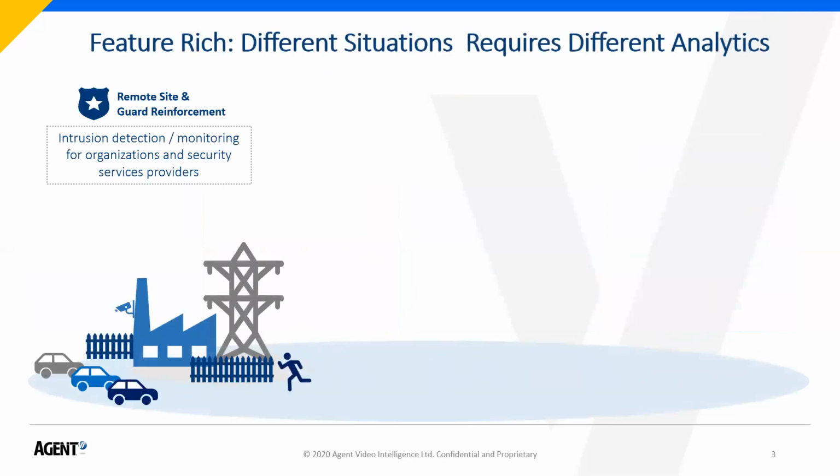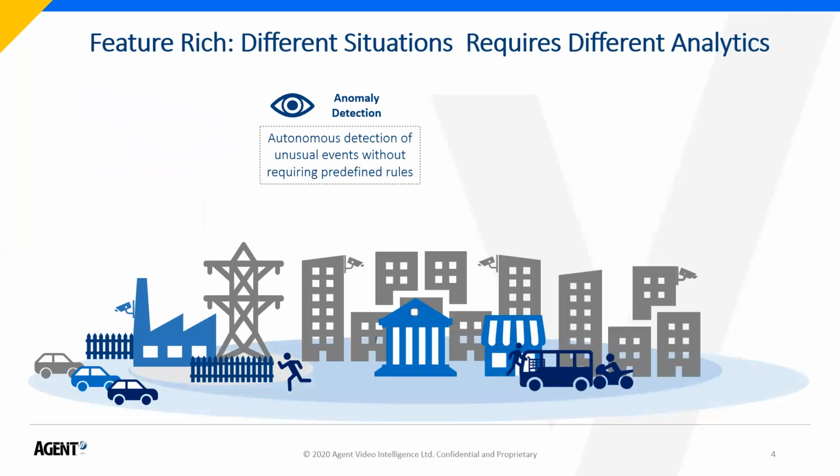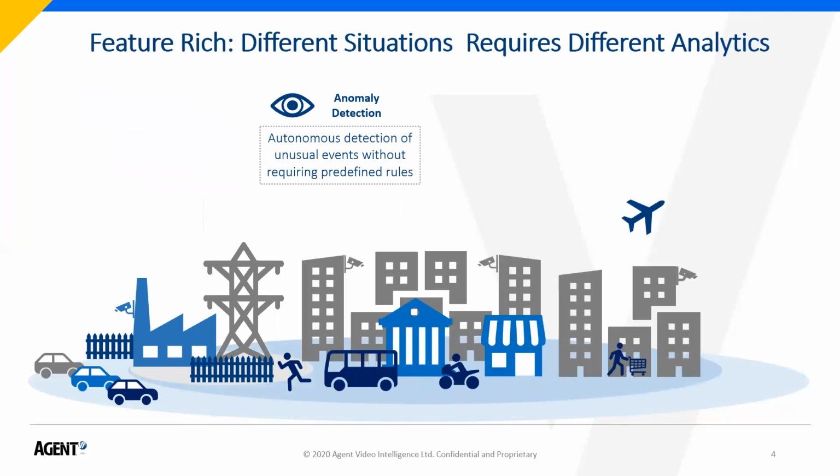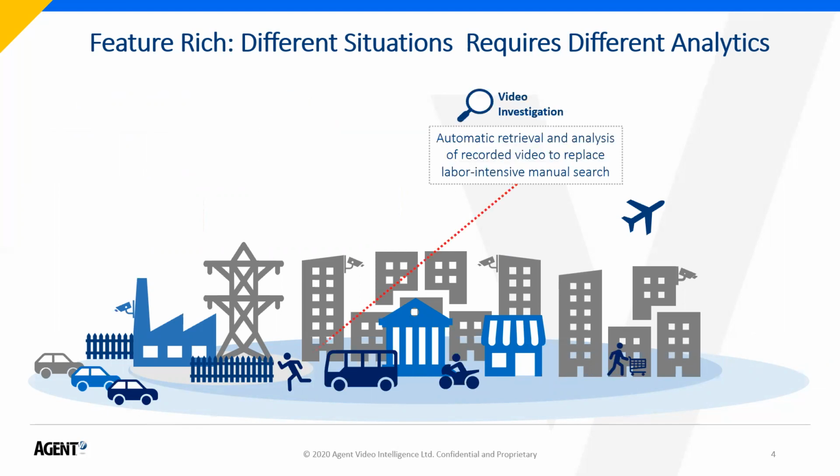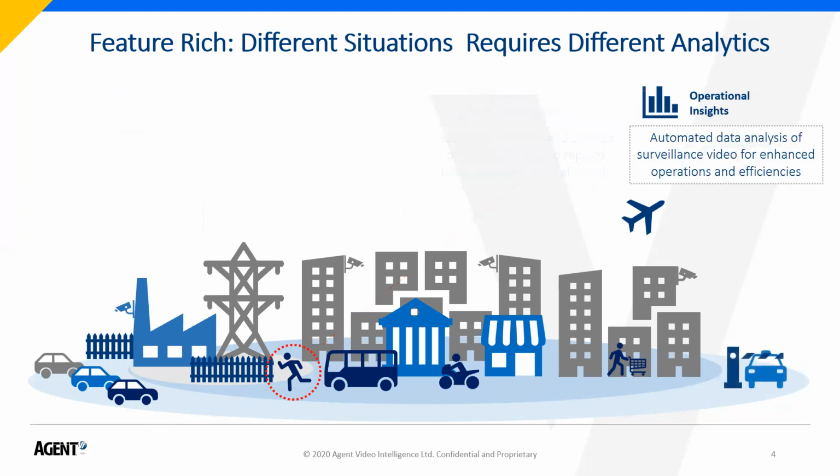Within these industries, there are different situations that require different types of analytics. The first is the real-time, rule-based analytics, which I'm sure most of you are already familiar with. In this case, you know what you're looking for and create rules based on your security and safety requirements. The second is real-time anomaly detection, or in other words, I don't know what I'm looking for, but I will know it when I see it. The third type of analytics is intelligent investigation, where you can have rapid retrieval of events and objects of interest from recorded video. And the last group are the operational insights, or a high-level overview of one or many sites.